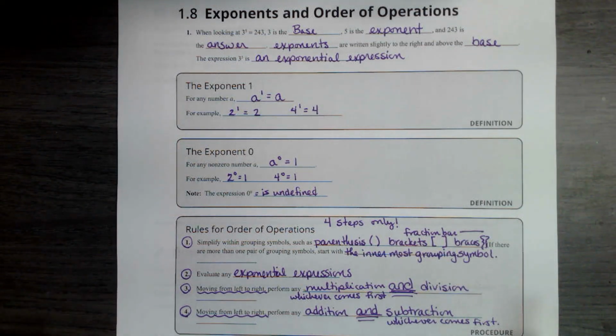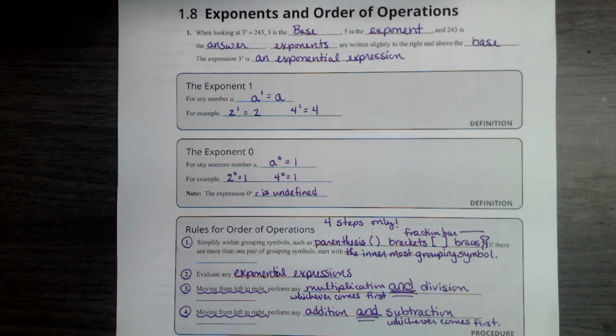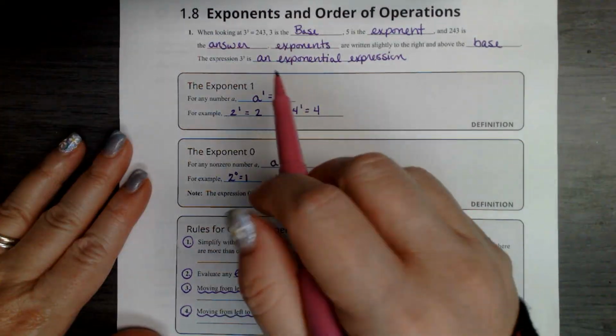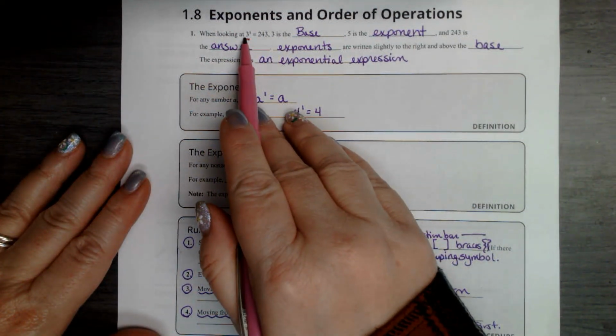Okay, for section 1.8, we get to start talking about exponents and order of operations. Most people don't have problems with exponents, but they do have problems with order of operations. They think they're not going to have problems because they've been doing it for so long, but the truth is they've been doing it with a faulty, or slightly faulty, method.